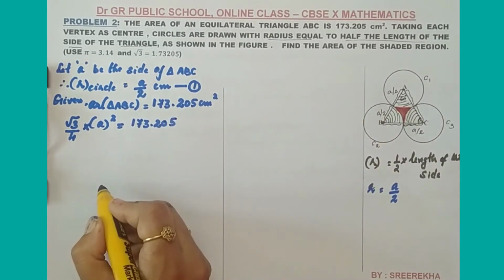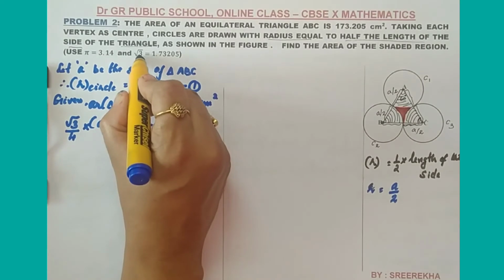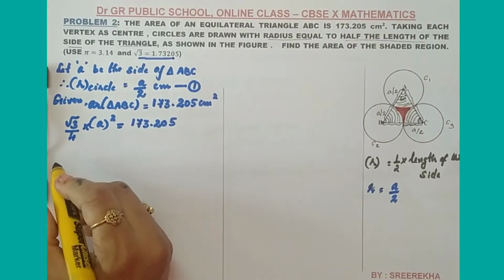173.205. Now look at the simplification. Root 3 value I am going to substitute as 1.73205.